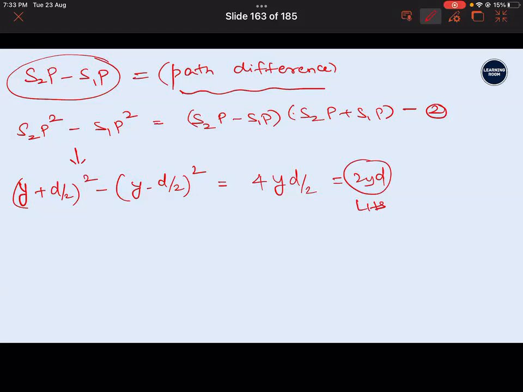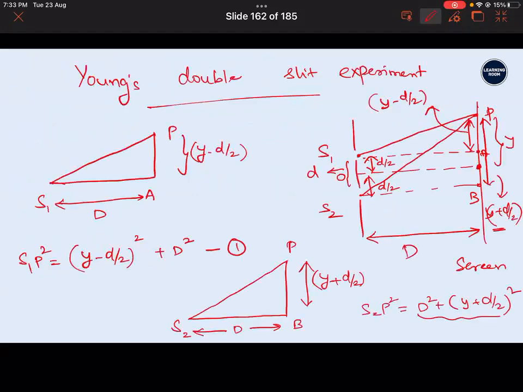So on the LHS, you have 2 times y into d is equal to, what is S2P minus S1P? That is the path difference, into what is S2P plus S1P? This is where we need to be careful. Remember, I'm going to do a small approximation here. The point P is assumed to be close to the center in such a way that S2P and S1P are approximately equal to capital D.